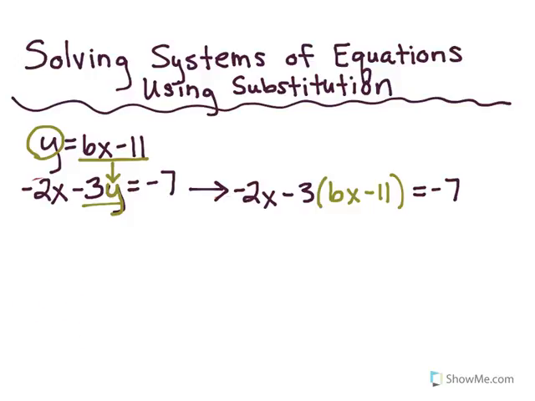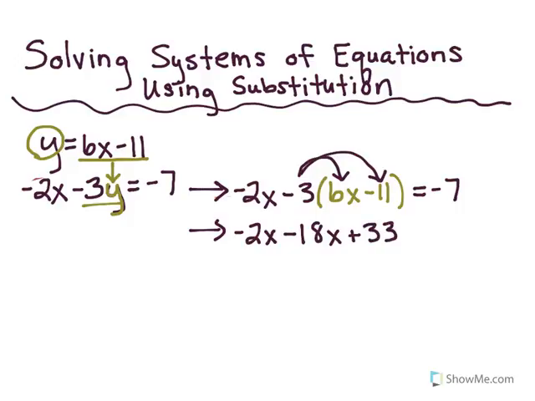Before I can do anything, I've got some distribution that I need to do right here. This 3 is being multiplied by both the 6x and the negative 11. So I'm going to bring down the negative 2x, and I'm going to use the negative sign when I do my distribution, so that way it's already taken care of. Negative 3 times 6 is negative 18x. And then negative 3 times negative 11 is positive 33. Then I'm just going to bring down everything else like that.